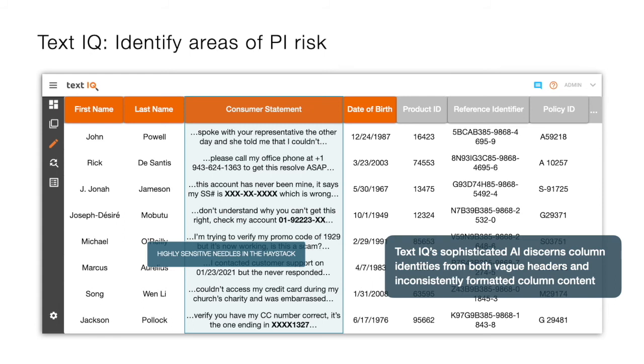So for example, in some of these rows, which look to be consumer call statements or call logs, the customer service agent mentions the social security numbers of the customer. And in those situations, our AI is able to discern and categorize that information, even if only a handful of rows actually contain sensitive information among millions.